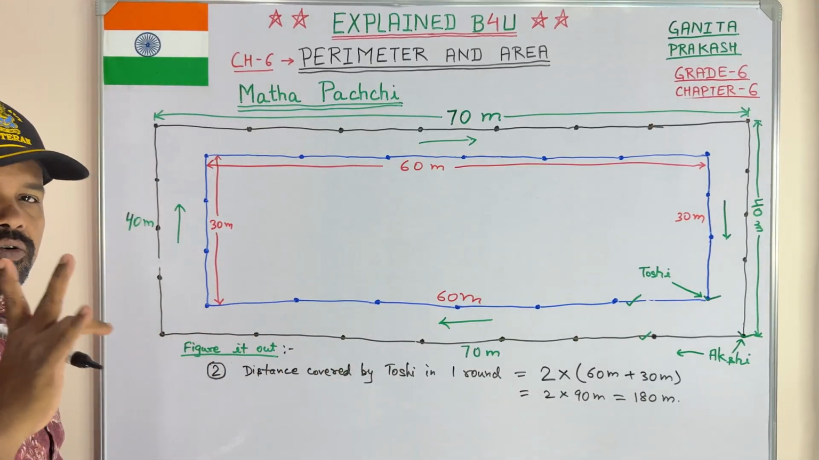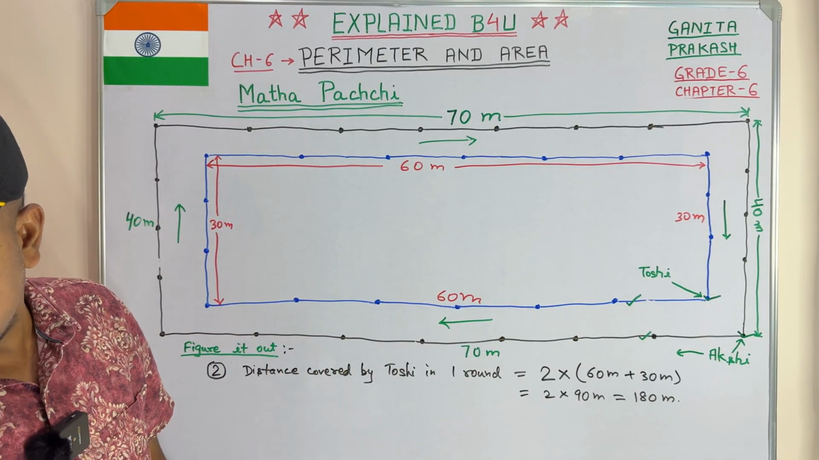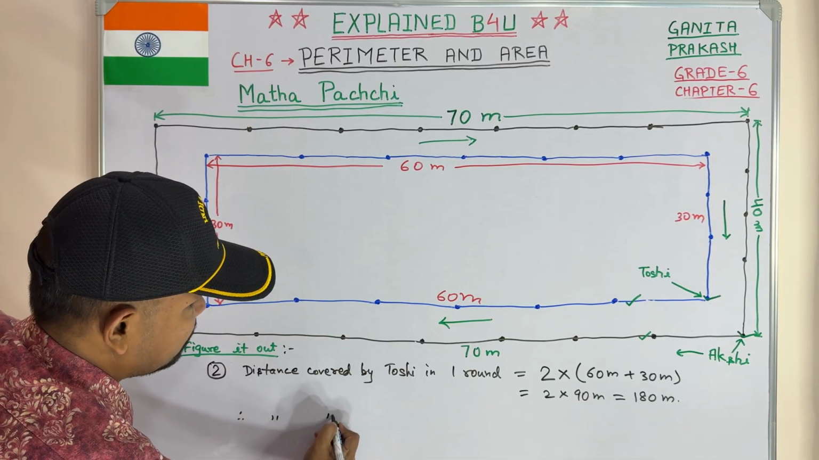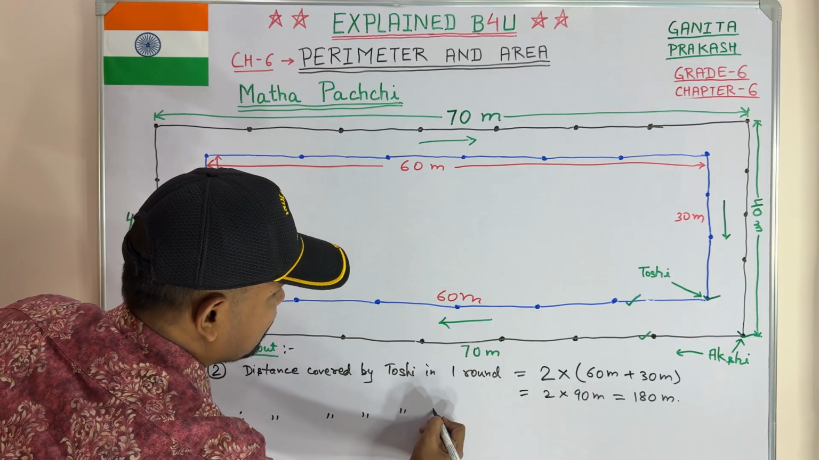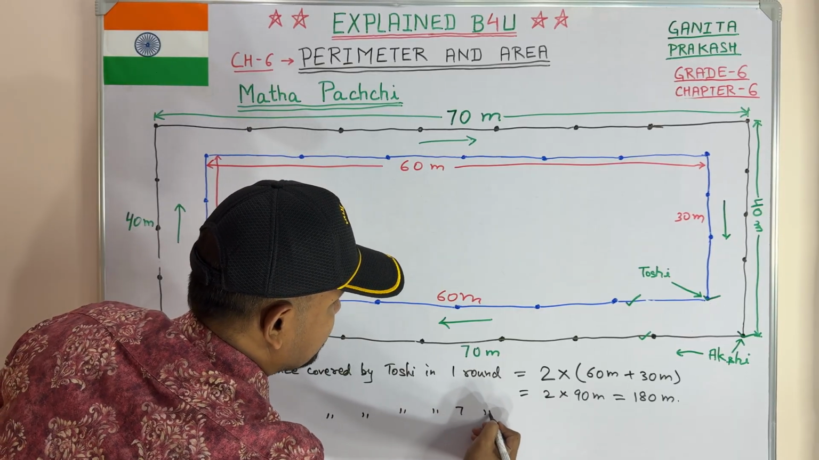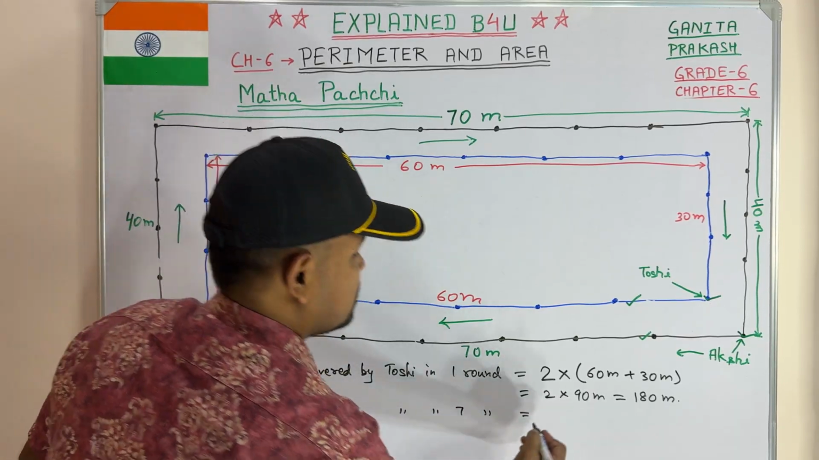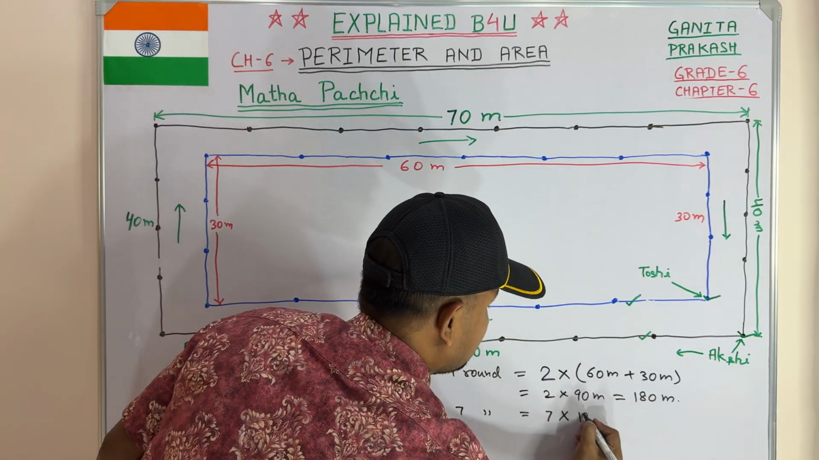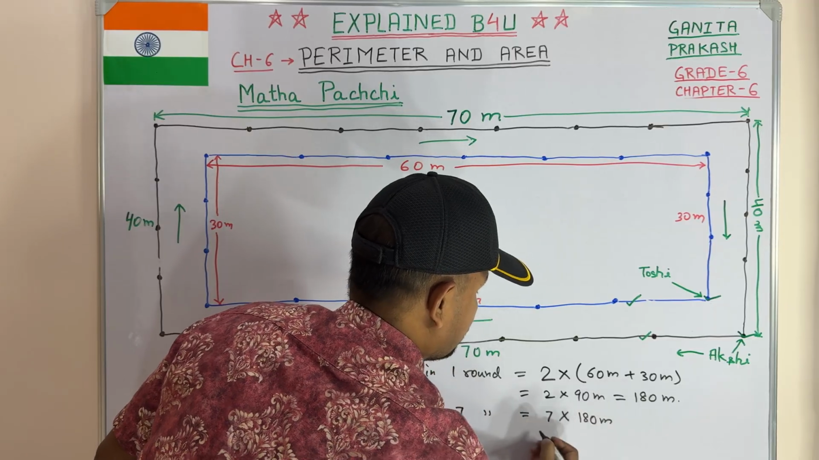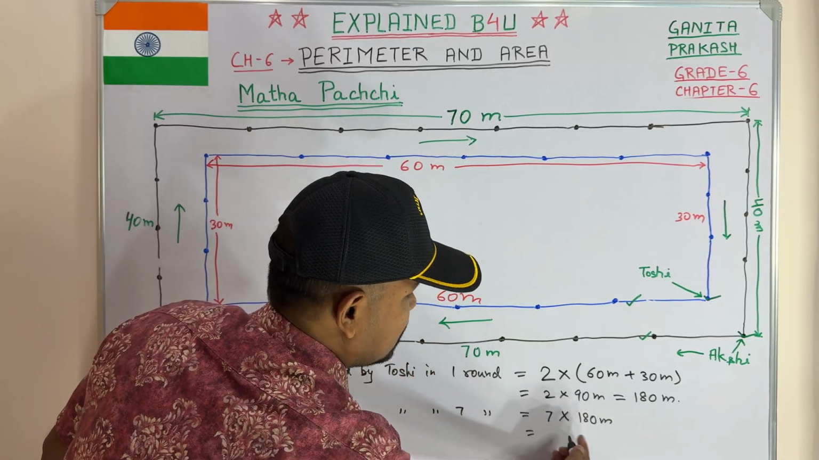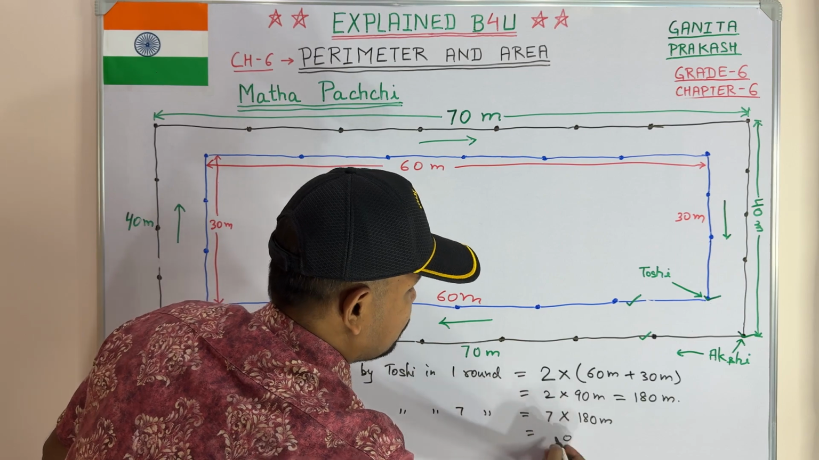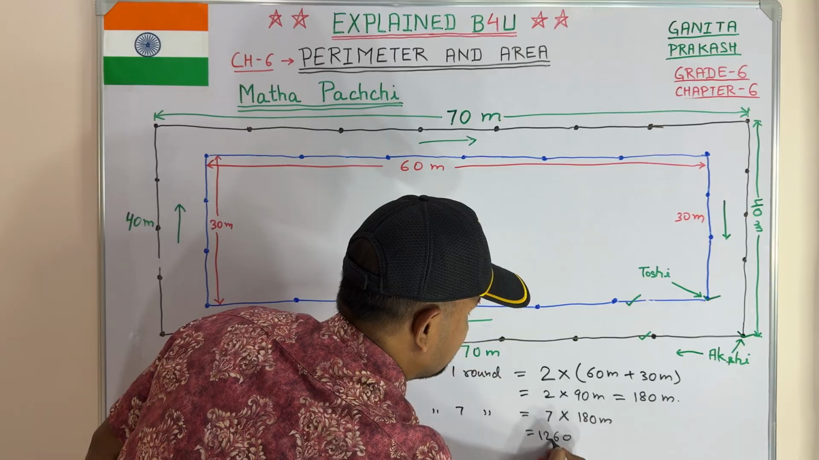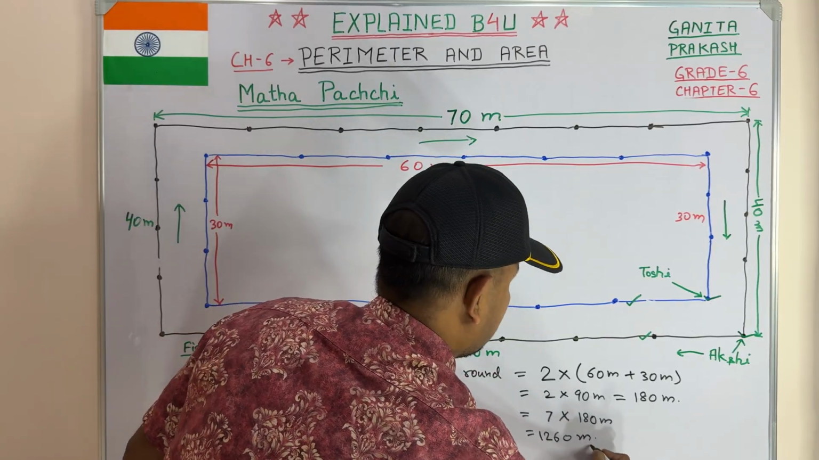So how much distance will she cover in 7 rounds? Therefore, distance covered by Toshi in 7 rounds will be 7 multiplied by the distance covered in 1 round, 180 meter. So how much will it be? 7 zeros are 0, 7 eights are 56, 5 carry, 7 ones are 7 plus 5, 12. 1260 meter will be the right answer.